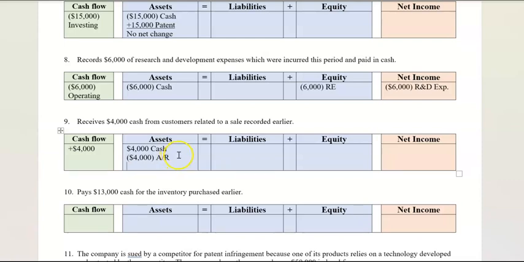And so what we see here is that when we're collecting cash from our customers for a sale that had previously been recorded, we have no net change to assets and no impact, of course, to equity or net income.